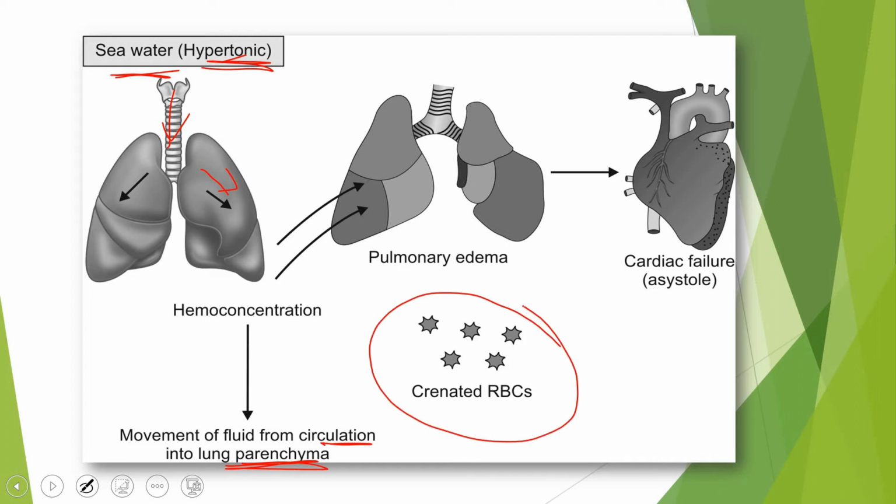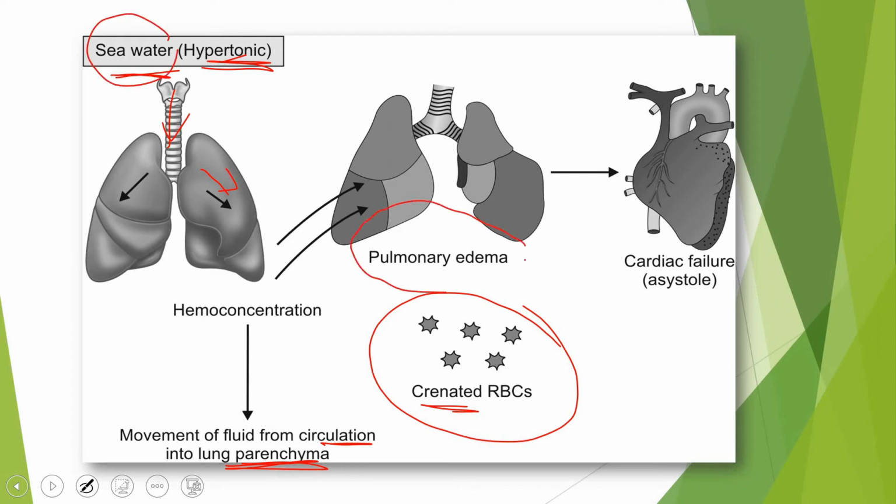The RBCs will get wrinkled, they will get crenated. The RBCs will release the fluid because fluid likes to move from a low salt environment to a high salt environment. So RBCs will lose the water, and the water will move towards the places which contain this seawater.